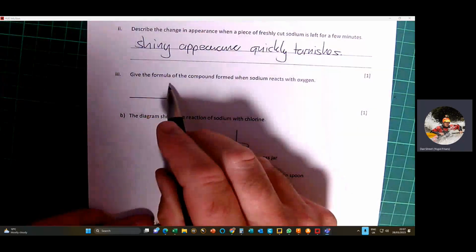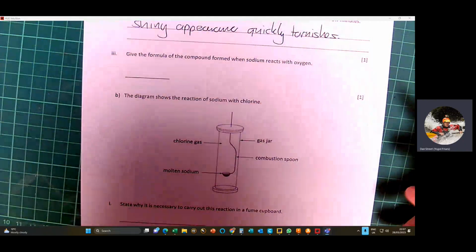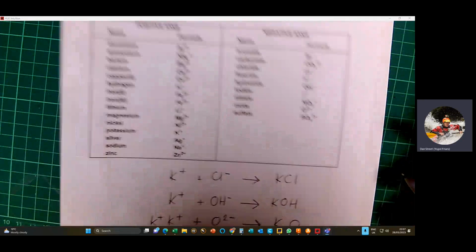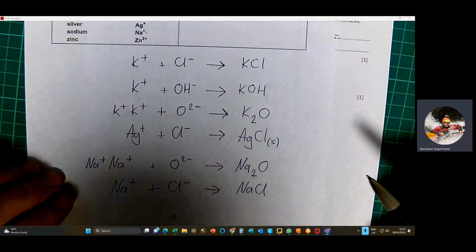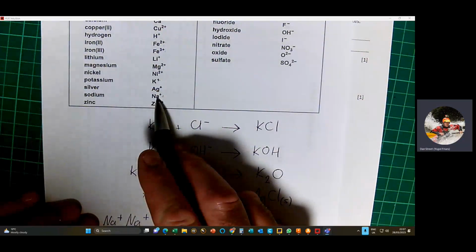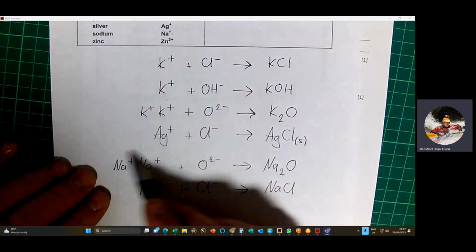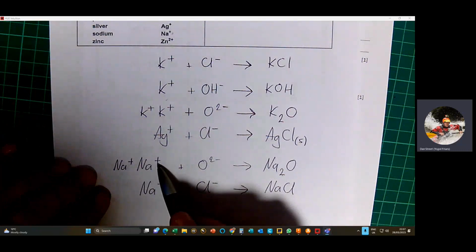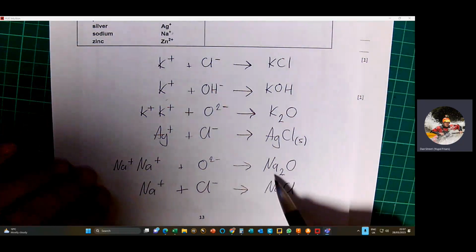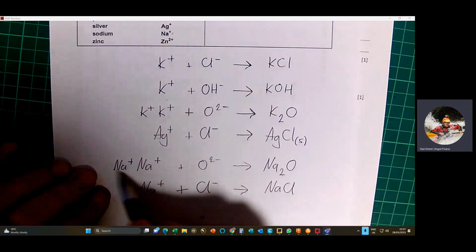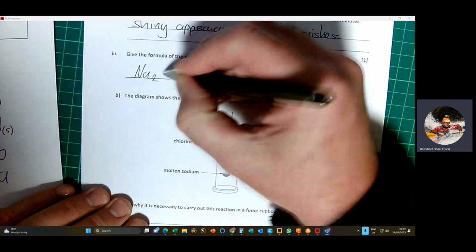Okay. Give the formula of the compound formed when sodium reacts with oxygen. Okay, so in order to answer this question, it's a good idea to use your table of ions on the back. And we've got down the bottom here a description of sodium reacting with oxygen. So if we look at the table, sodium is Na+ and oxide is O2-. Okay, so we need 2 sodiums, each with a single positive charge, to balance or cancel out the oxide ion, which has got a double negative charge. And so the formula would be Na2O, because there's 2 sodiums and 1 oxide. So if we transfer that to our answer sheet, Na2O.